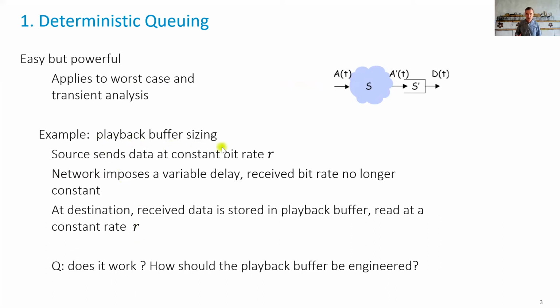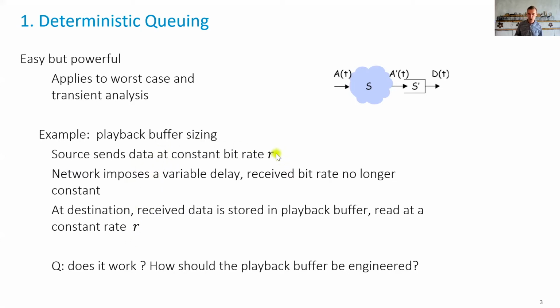The simple example is, how can we size a playback buffer? What is a playback buffer? Well, this is what you are using now when you listen to me with Zoom. The data that is sent by my computer is at a quasi-constant bit rate. The network imposes a variable delay, so the received bit rate is no longer constant. There is packets queuing in the network, and your player has to play the video and the audio at exactly the same rate as it was sent.